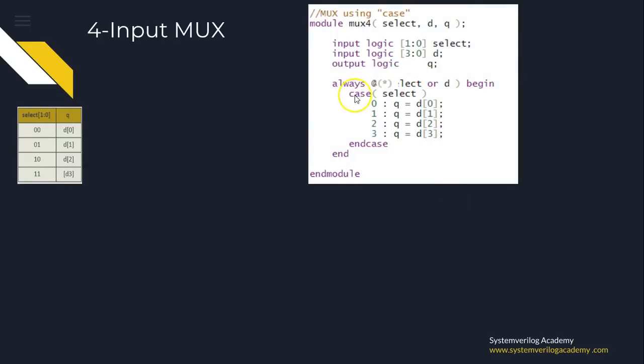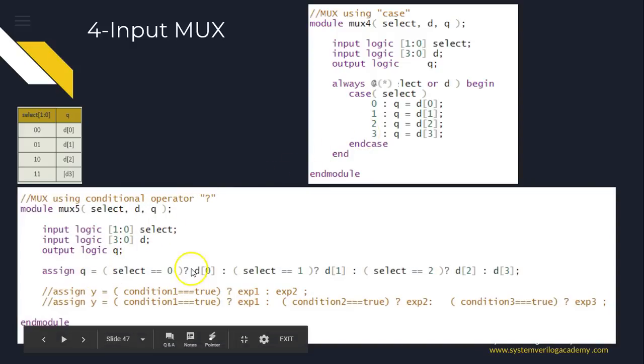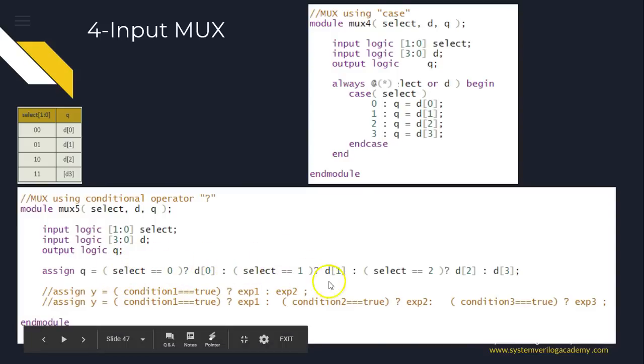Based on the value of the select, one of these branches will be executed, which will assign Q with the appropriate data D. Finally, the same MUX is implemented using the conditional operator, which is the question mark symbol. Here the conditional operator will return D of 0 if select equals 0, D of 1 if select equals 1 and so on, and it is assigned to Q.